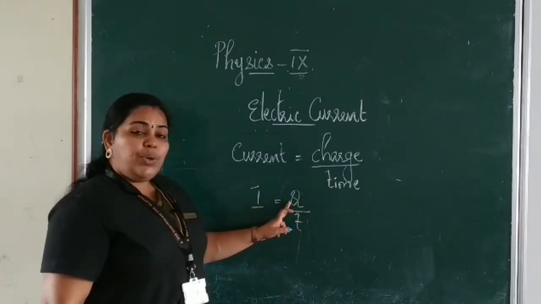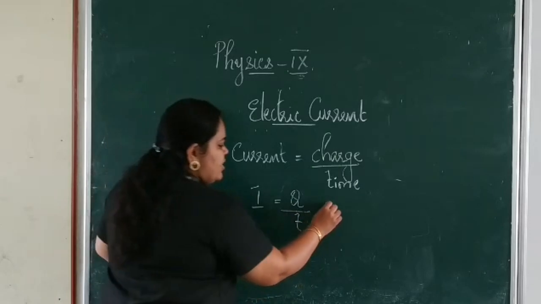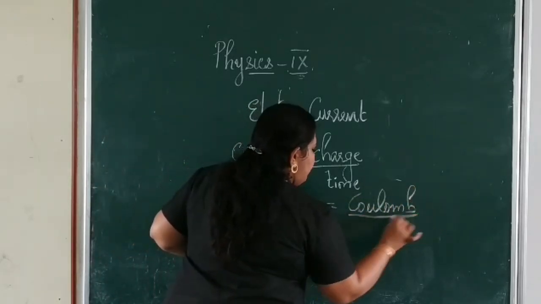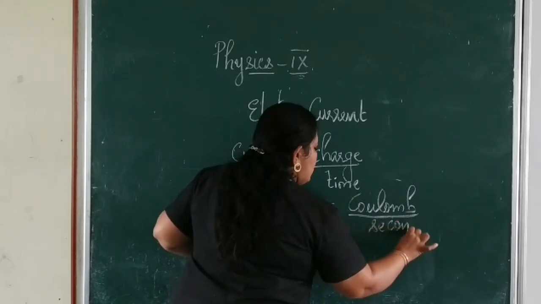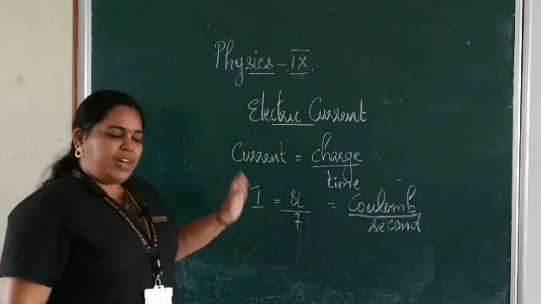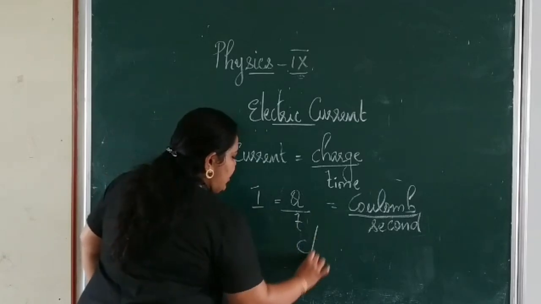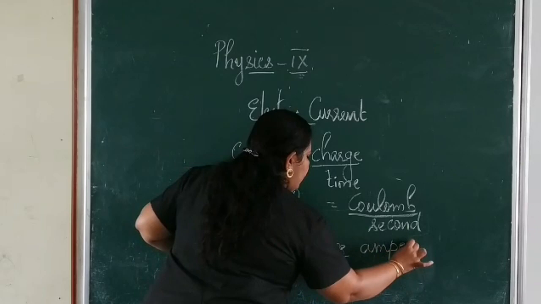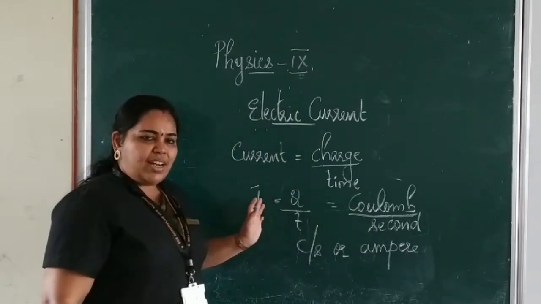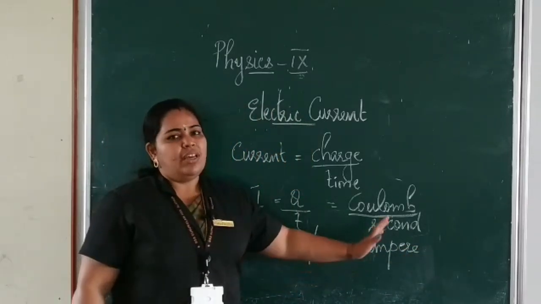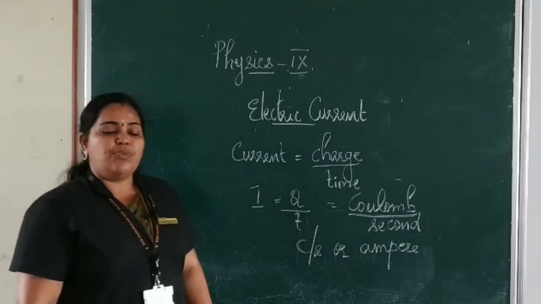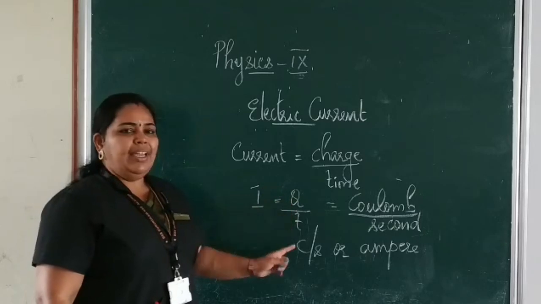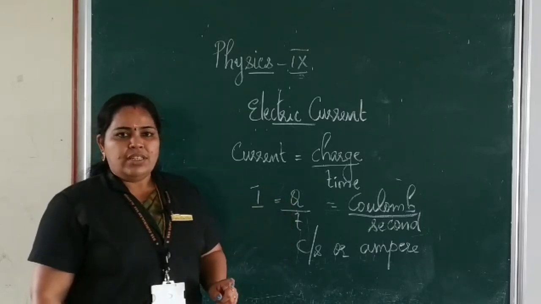And what is the unit of charge? Already we have discussed, isn't it? Unit of charge is coulomb and time is second. So we can say the unit of current is coulomb per second, or it is known as ampere. The unit of current is coulomb per second or ampere. And the formula for calculating electric current is I is equal to Q by T. Clear?